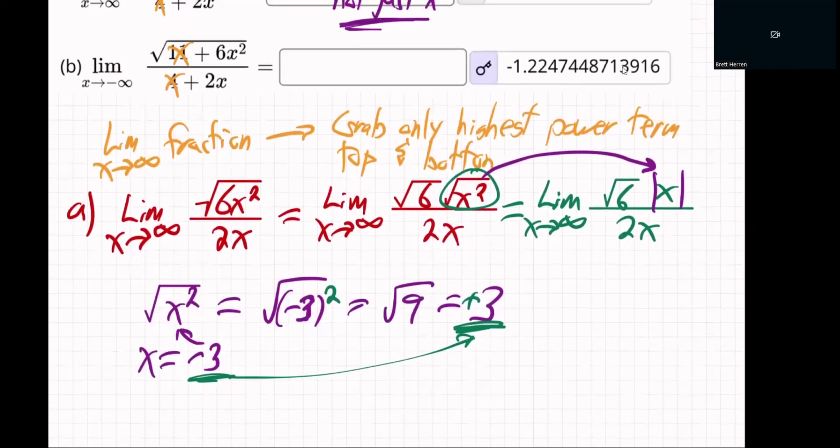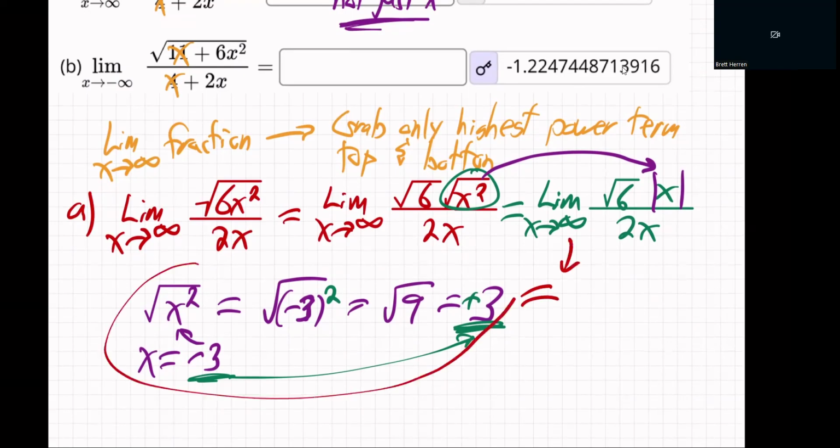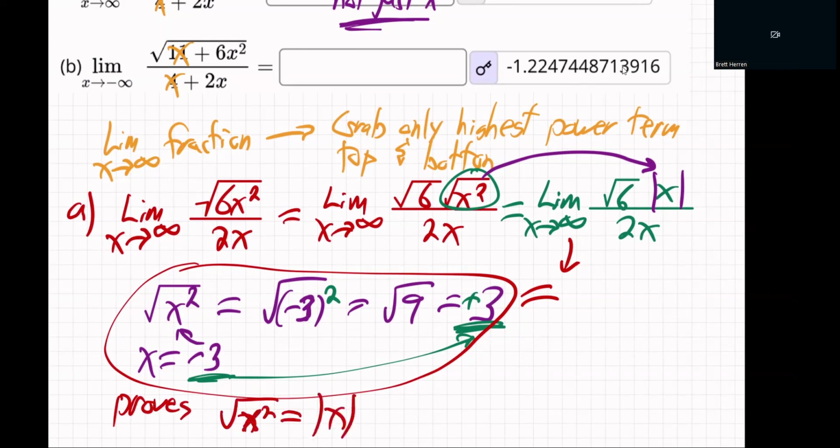Okay, so now where are we at? Now we can plug in our infinity. Bringing this down now. This is just a little proof that really it's absolute value. That proves that the square root of x squared is actually absolute value of x.